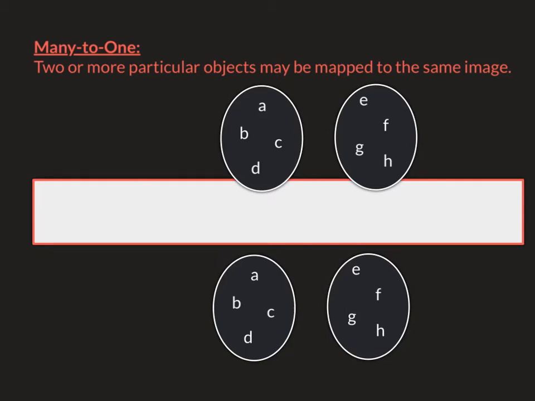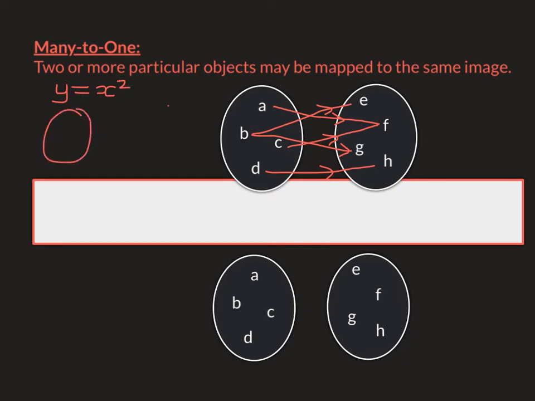Many-to-one mapping. In this case, 2 or more particular objects may be mapped to the same image. Again, I might have A goes to F, but C goes to F as well. Perhaps D goes to H, B goes to E, but B perhaps goes to G as well. So a many-to-one. As you can see, I've got two inputs that get me to F. Again, can you think of something that might do this in terms of our maths? Well, how about y equals x squared?